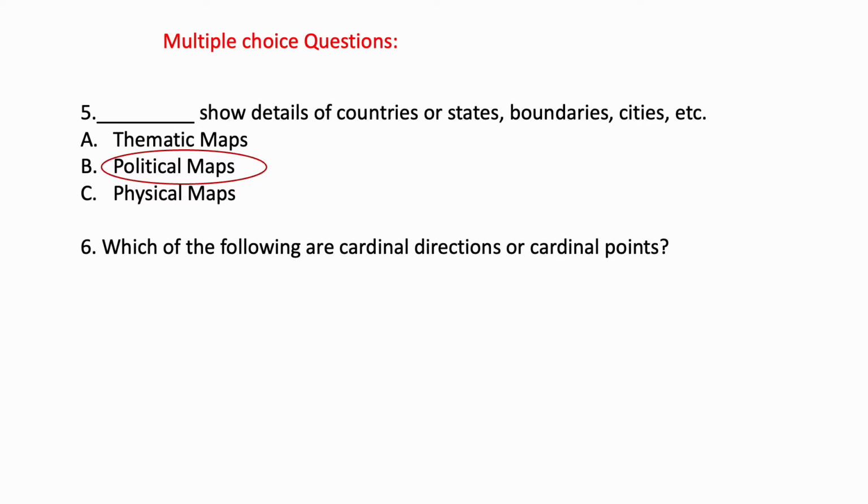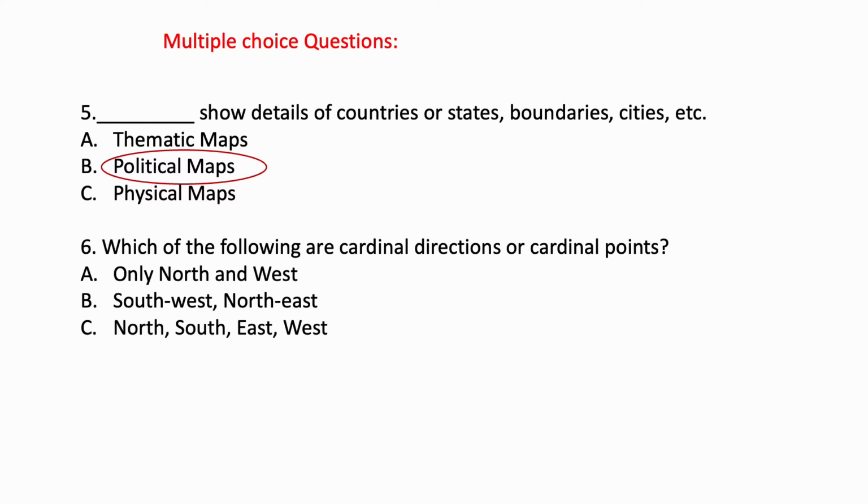Next one, which of the following are cardinal directions or cardinal points? Option A only north and west, option B southwest and northeast, option C north, south, east, west. So which of the following are cardinal directions or cardinal points? Option C north, south, east and west. These four directions are called cardinal directions or cardinal points.